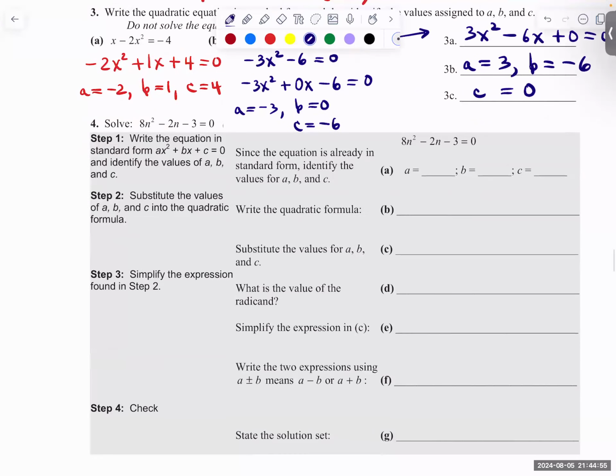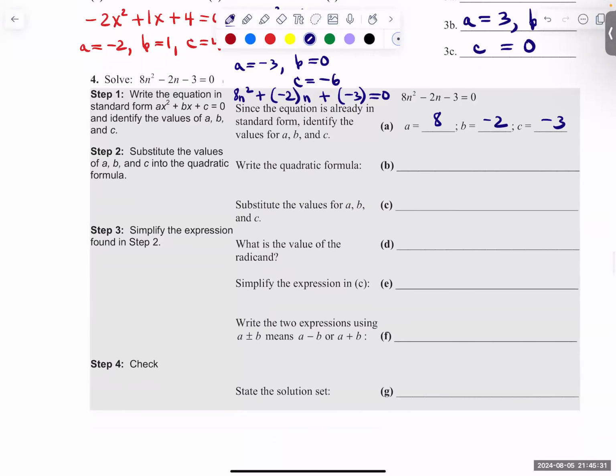Number 4, solve the quadratic equation. Step 1, write the equation in standard form, only addition, no subtraction. So if we did that technical step and wrote only addition, minus 2n would become plus negative 2 times n plus negative 3 equals 0. So a, positive 8, b, negative 2, and c, negative 3.